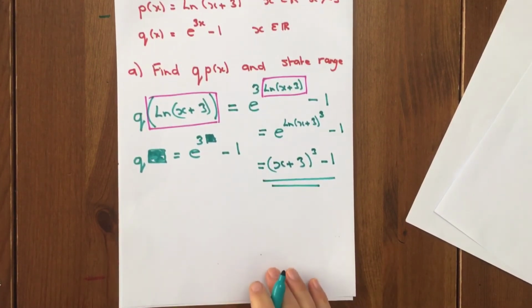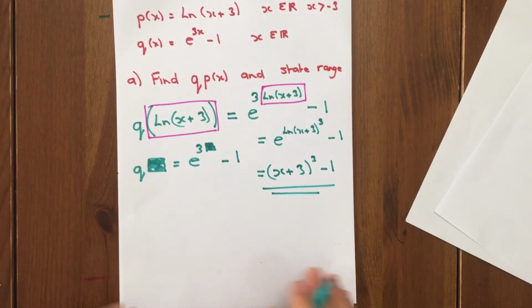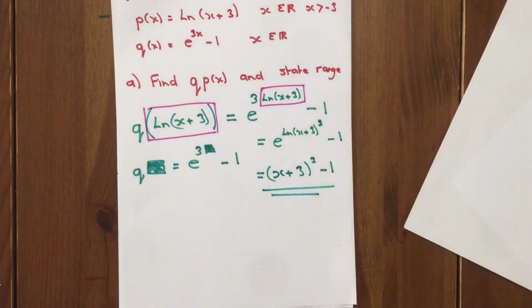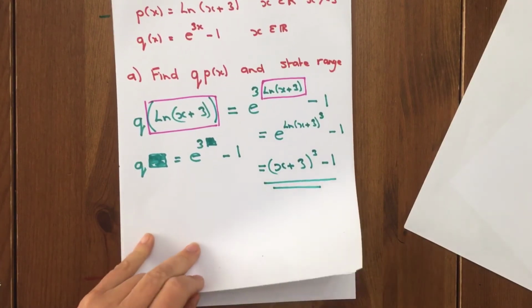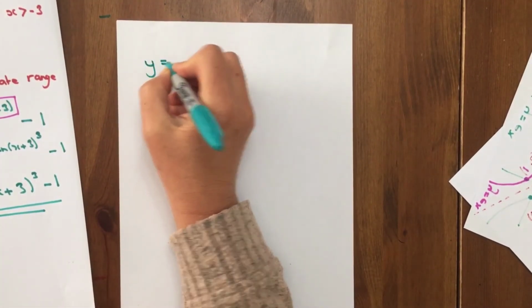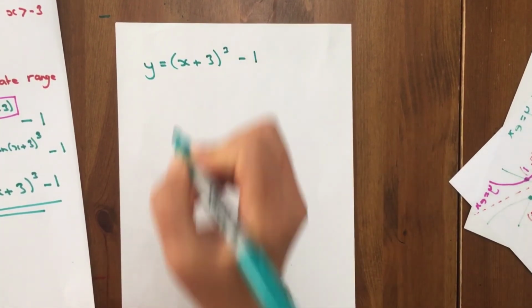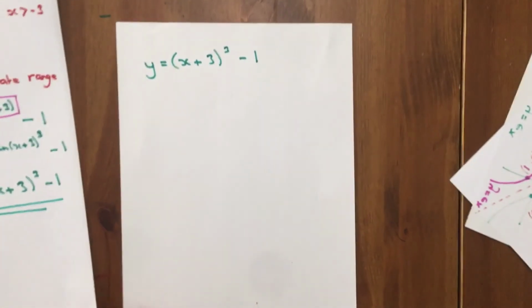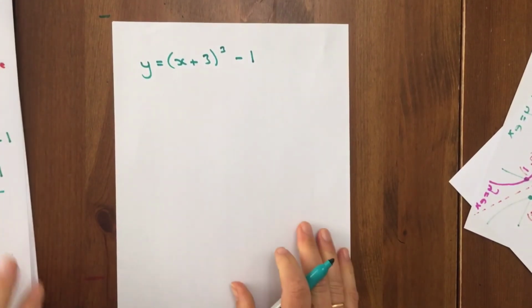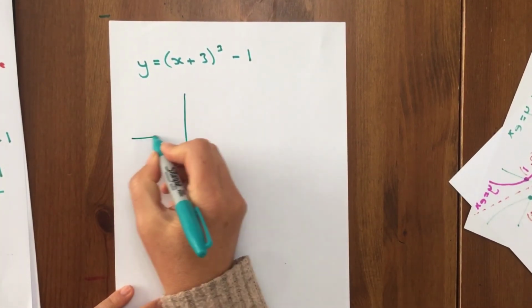Now I'm asked to find the range. Now to find the range, let's think about what this graph looks like. So let's get another piece of paper. So I'm looking at the graph of y equals x plus 3 cubed subtract 1. Just checking this is still typing. Sometimes it goes a bit funny. Yeah, it's still typing.